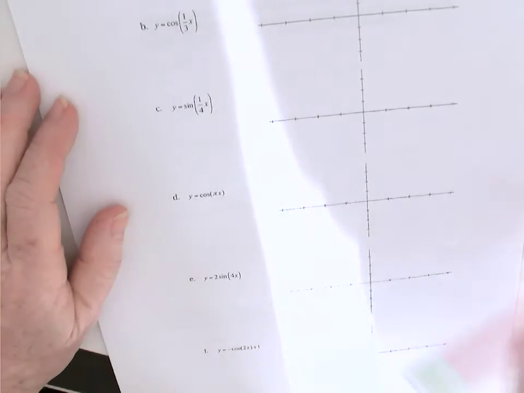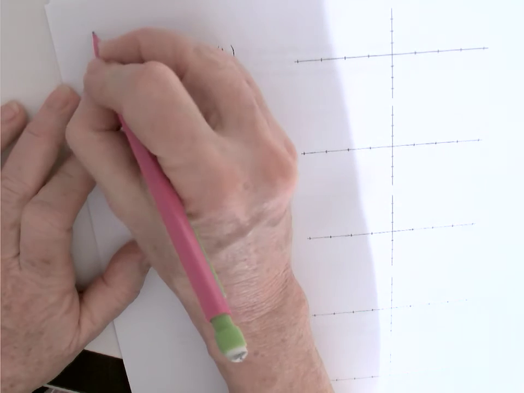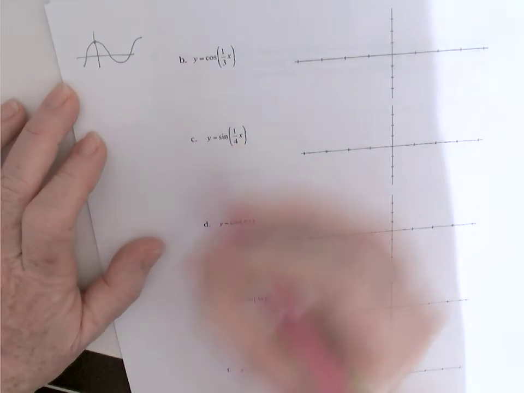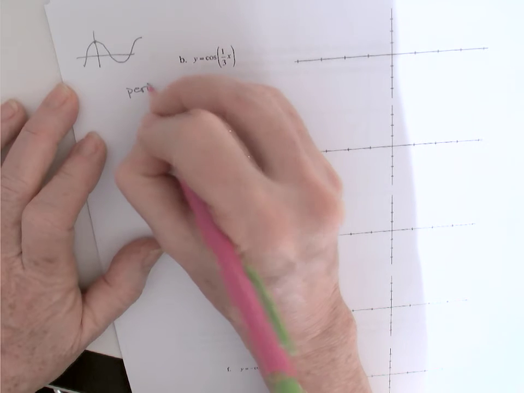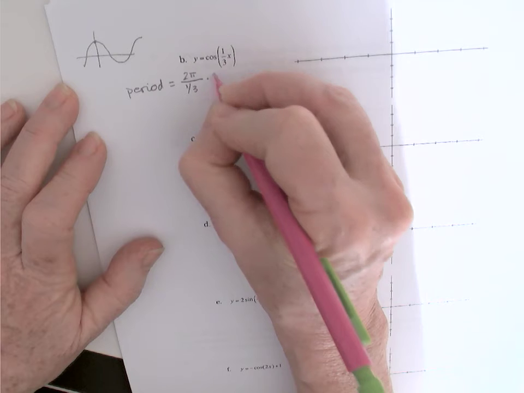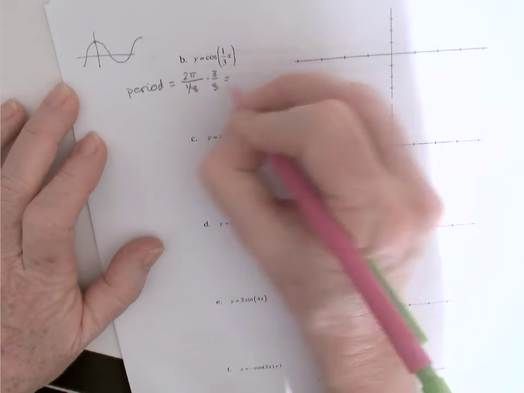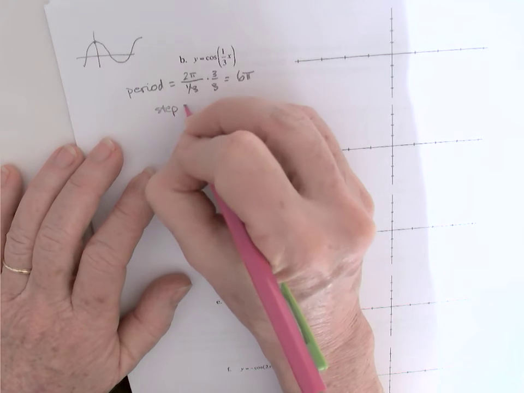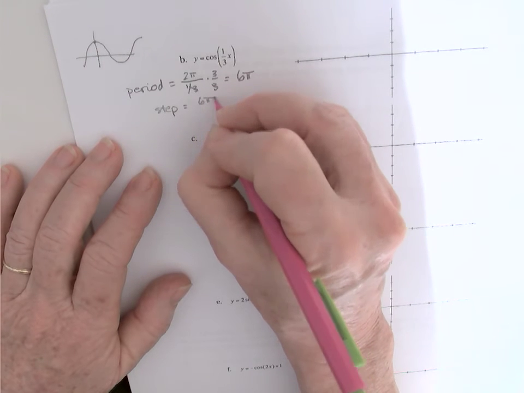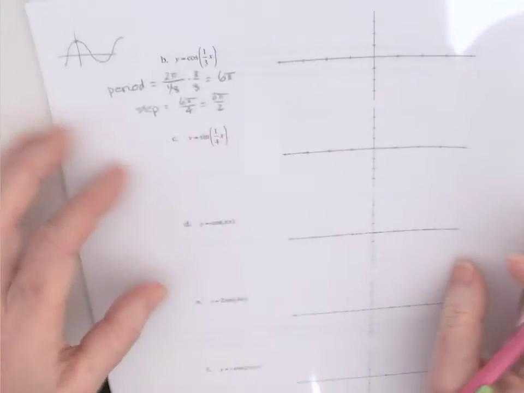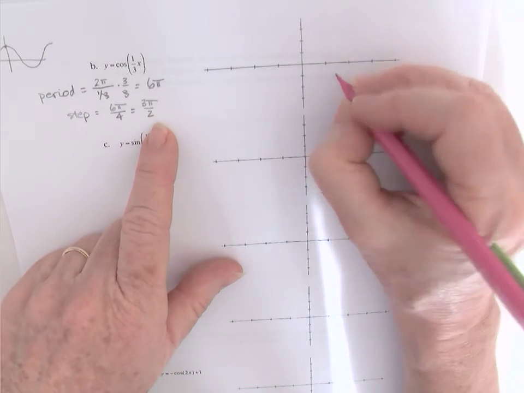For 4b, we are dealing with cosine. And for cosine, I know that cosine normally starts up. Cosine looks like that. But my period is what I'm going to handle first. So the period is 2 pi over 1/3, which is going to give me 6 pi. I know that each step size is going to be 1/4, so 6 pi over 4, which reduces to 3 pi over 2. So I'm going to label each step by that.